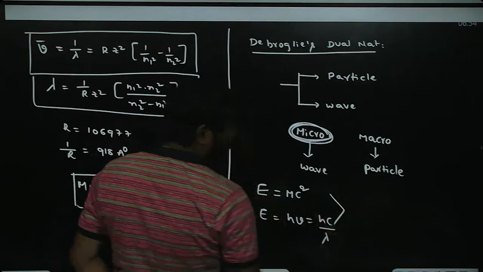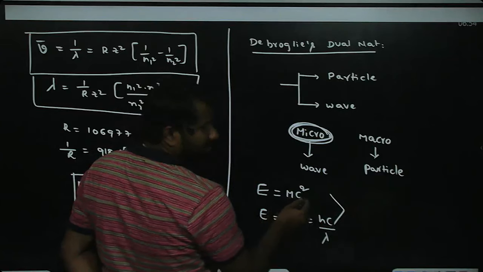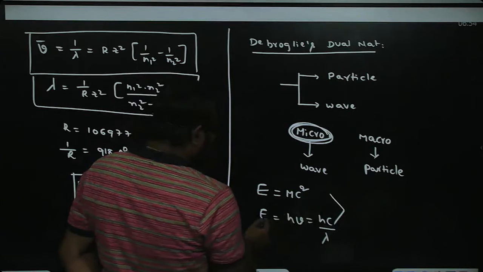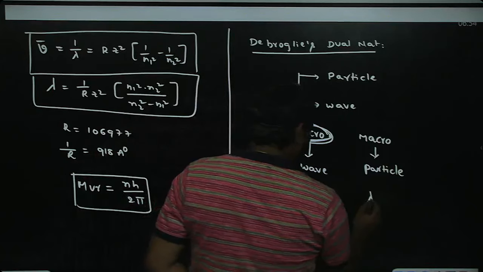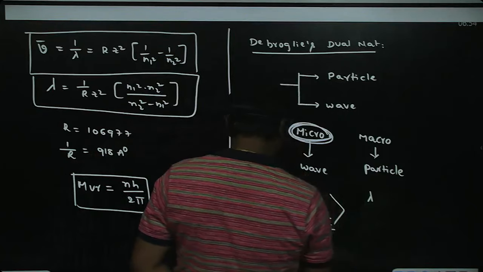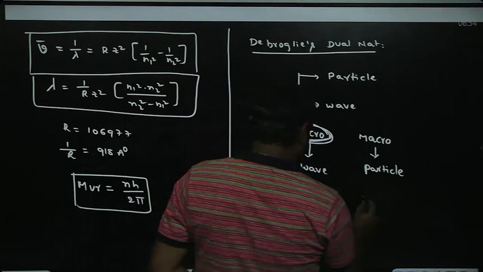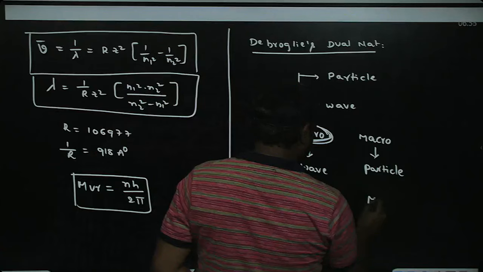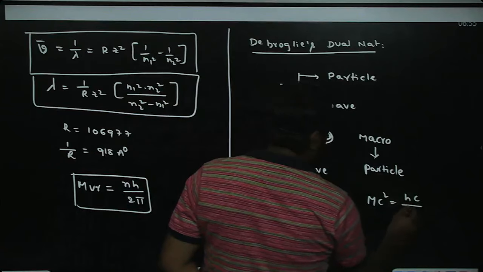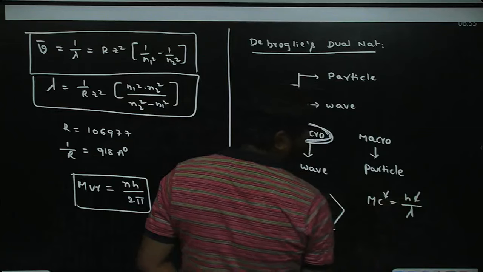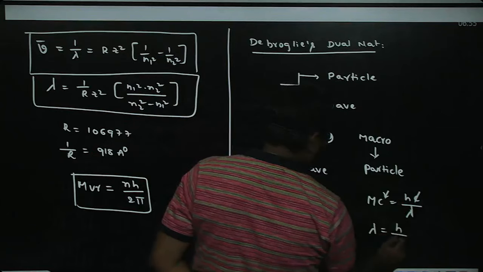From these two things, energy is equal to mc square, where c is the speed of light, and E equals hc by lambda. So mc square equal to hc by lambda. This c square, one c will cancel. Then lambda we write as h by m c.